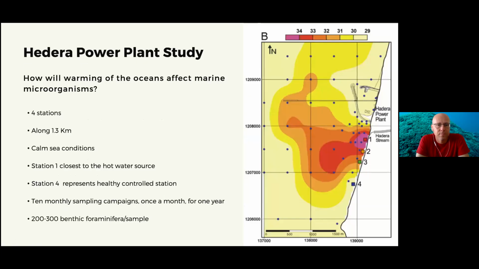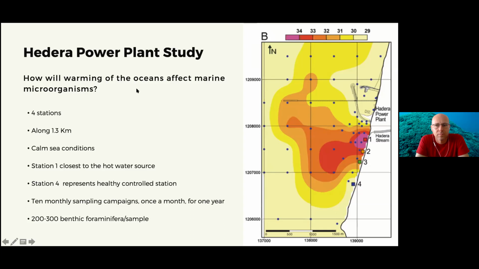The Hedera power plant has a thermal pollution patch, and it has been open since the 80s. This is why, for this study in particular, it has been used as a natural lab to evaluate the Mediterranean sea surface temperature's effect on benthic foraminifera. This is what is likely to happen in the Mediterranean Sea in the next decades. So the study's question is, how will warming of the oceans affect marine microorganisms?